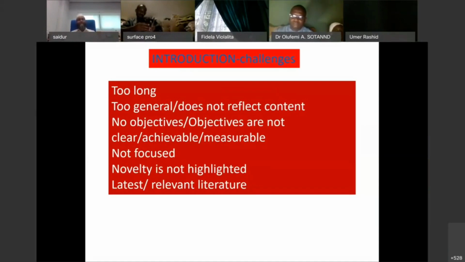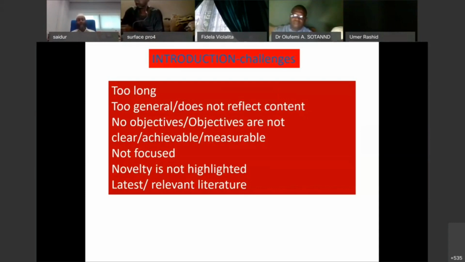Sometimes it's too general and does not reflect the content. Again, these are the things I'm giving you. Once you prepare the first draft, the second draft, you ask yourself, have I put in content that reflects the whole thing I have done, or are there missing elements? I think it is your responsibility to pose the question: does the content reflect what I am going to do? Sometimes, as I mentioned, there are no objectives, or the objectives are not clear, not achievable, not measurable.